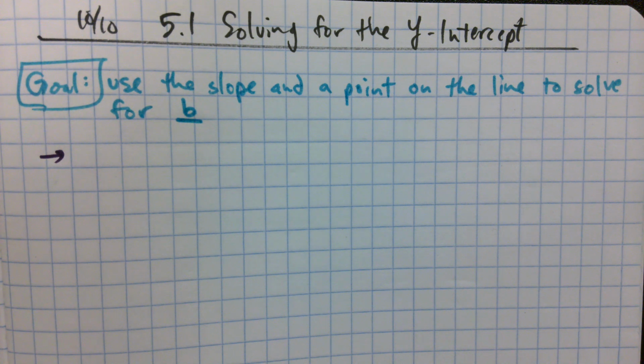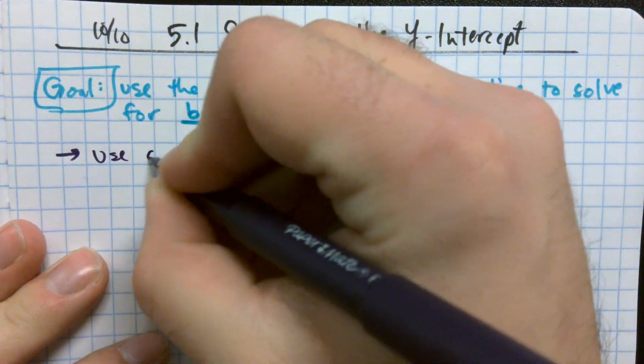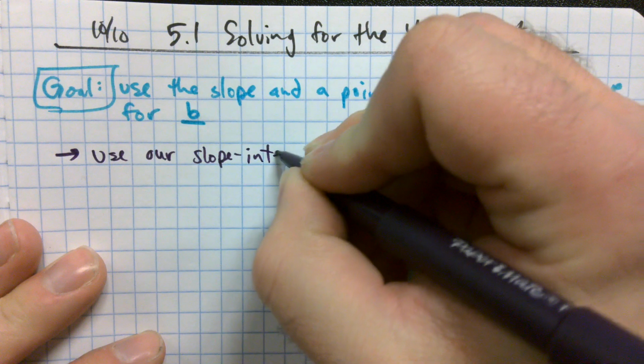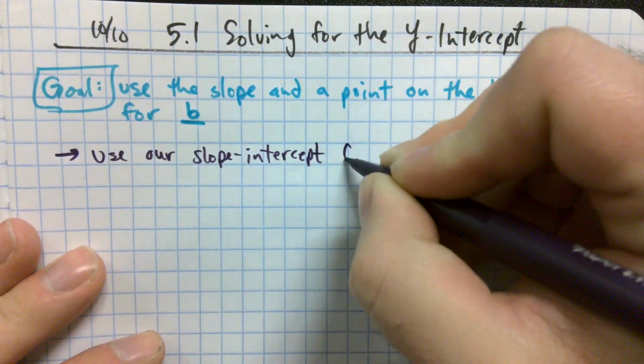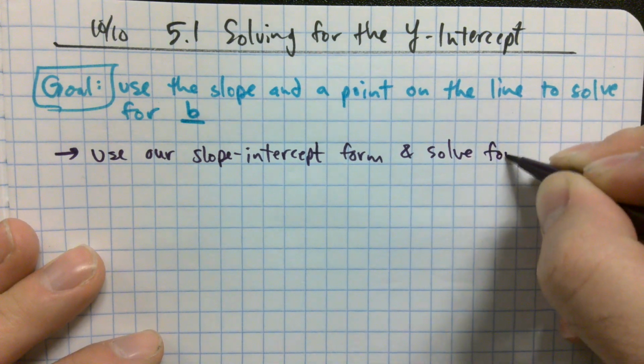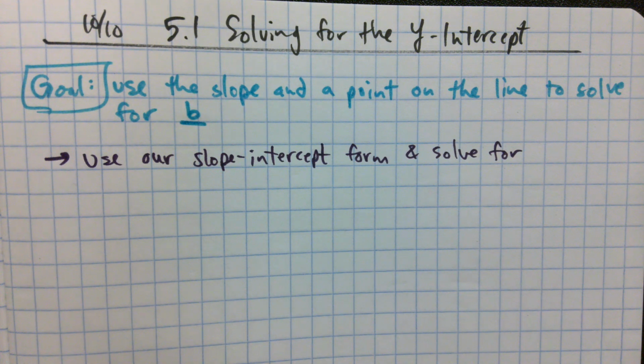Slope-intercept form, y is equal to mx plus b. So we're going to take that formula and we're going to modify it so that b is all by itself on one side of the equal sign as opposed to y being all by itself. So we're going to use our slope-intercept form and solve for B.